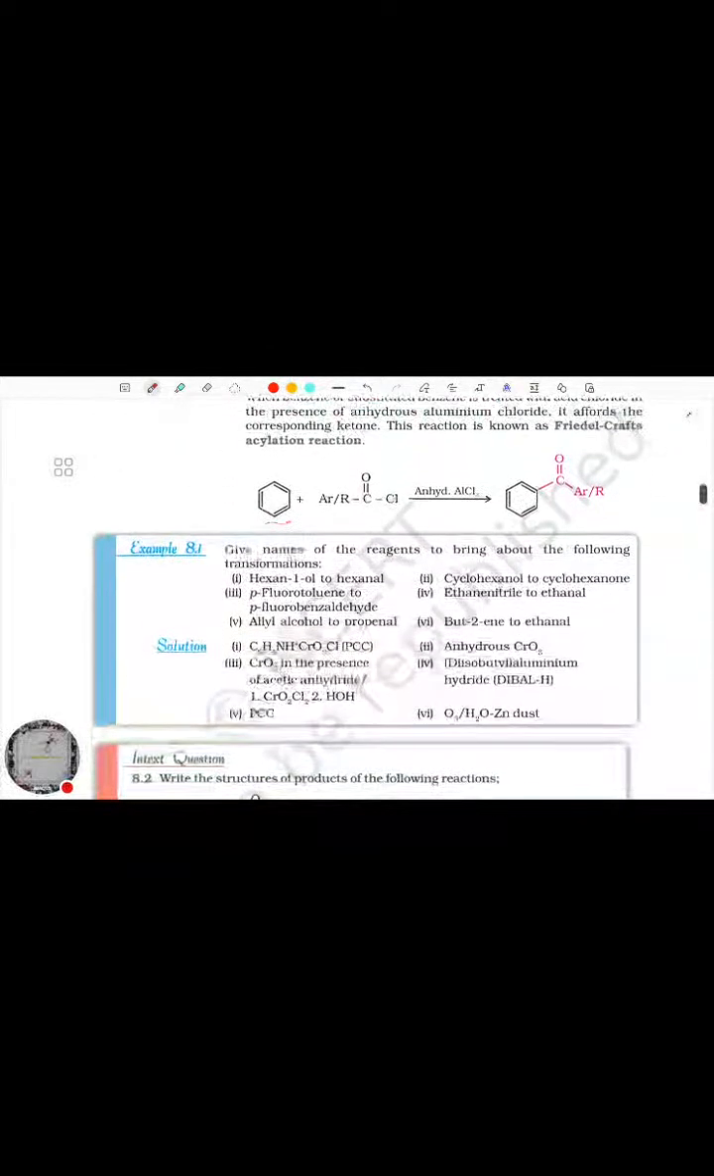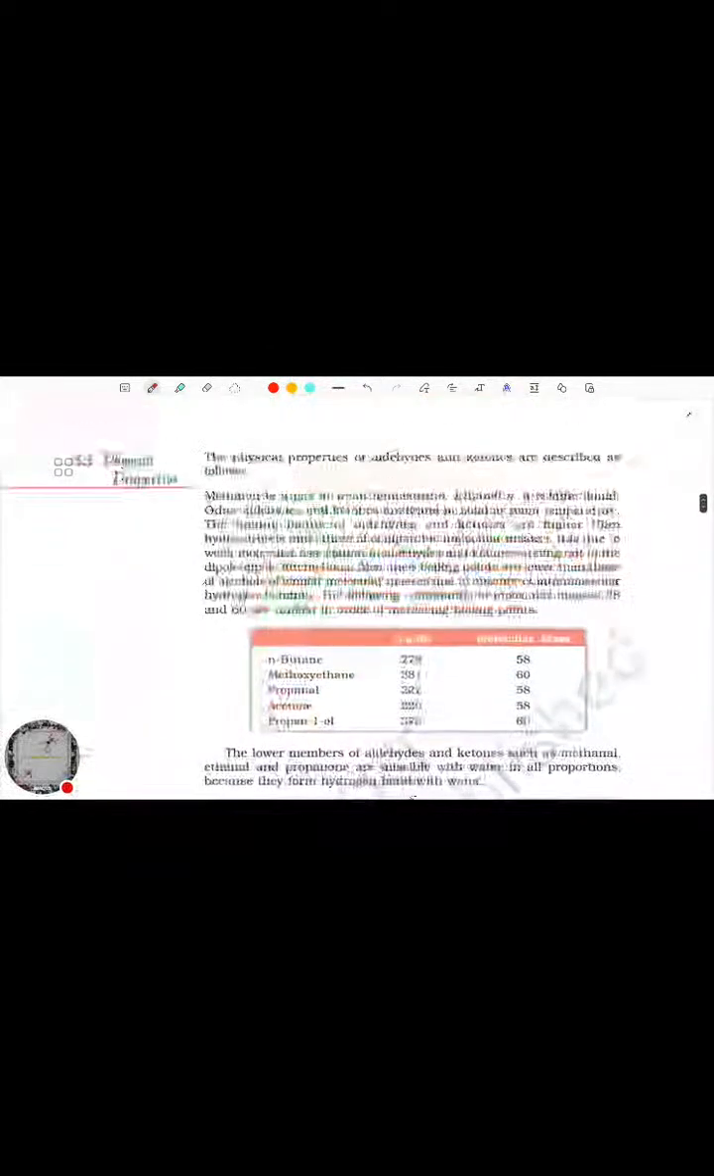So that's the preparation reactions, and then we'll enter into the physical properties now. Before that, we'll have certain examples and in-text questions to be answered. Give names of the reagents to bring about the following transformation.